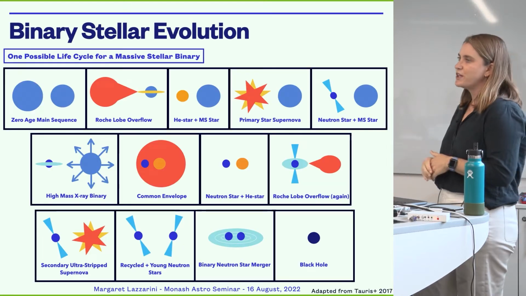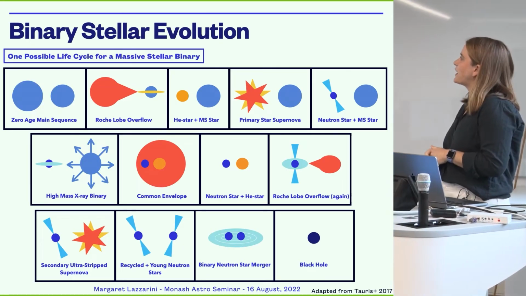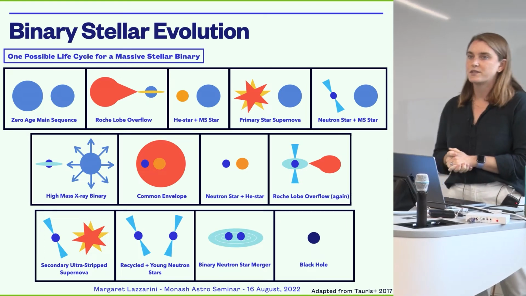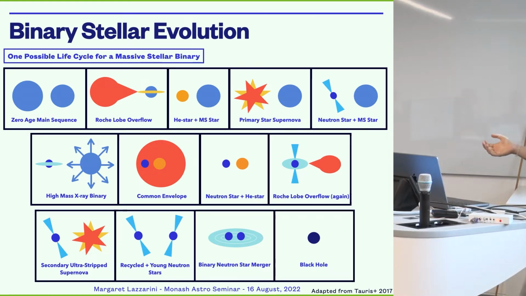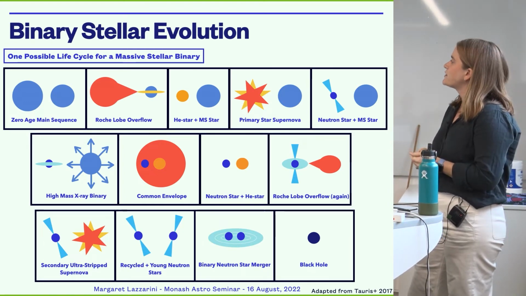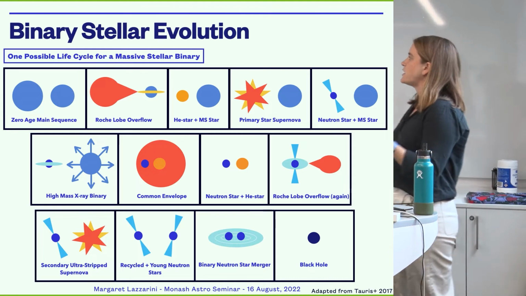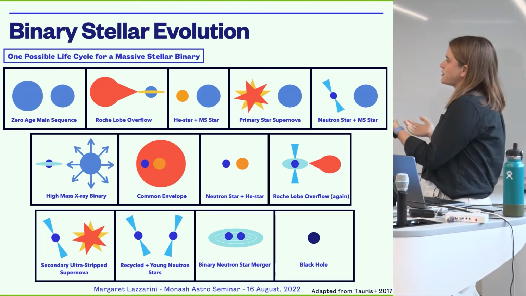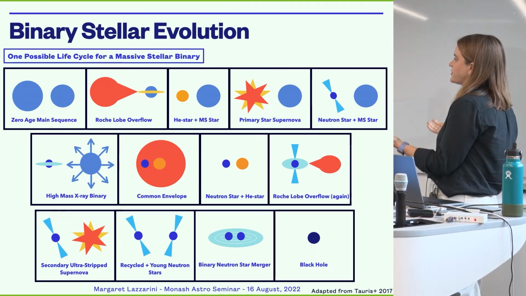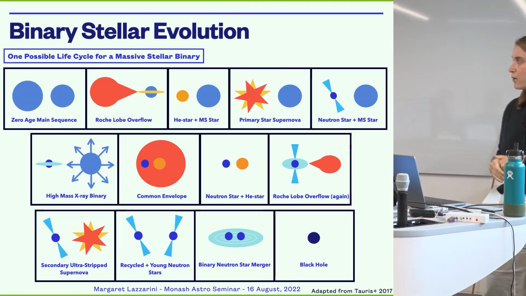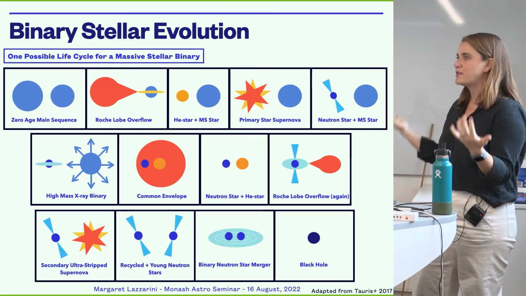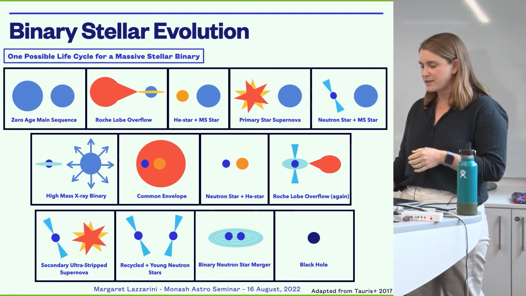I'm showing here another cartoon depicting binary stellar evolution. This is showing one possible life cycle for a massive stellar binary, starting with two massive stars on the zero-age main sequence. They go through multiple mass transfer events. Because they're both massive stars, each can undergo a supernova. This system passes through a common envelope and eventually reaches a binary neutron star system that will merge to produce a black hole.